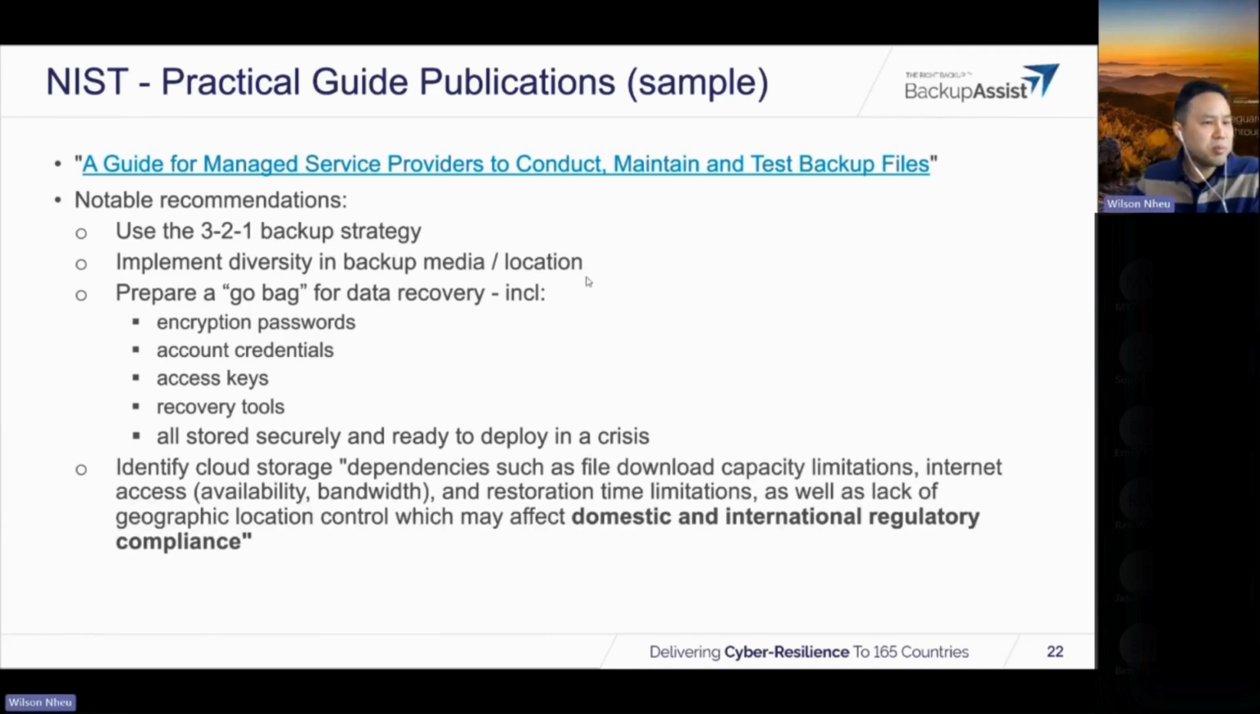And the last recommendation worth pointing out is that when it talks about cloud storage, you need to be aware of dependencies and limitations. For example, bandwidth and so forth. But importantly, also making sure that you are aware of how it meets domestic and international regulatory compliance. So, for example, we know how in the EU, private data must not leave the EU. So therefore, you need to know where your cloud storage is.